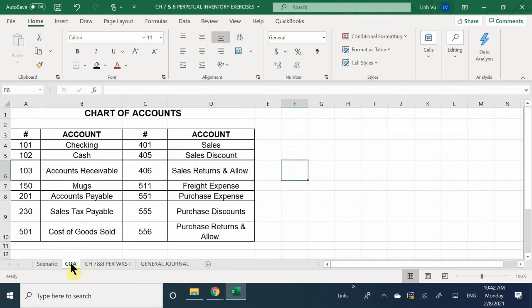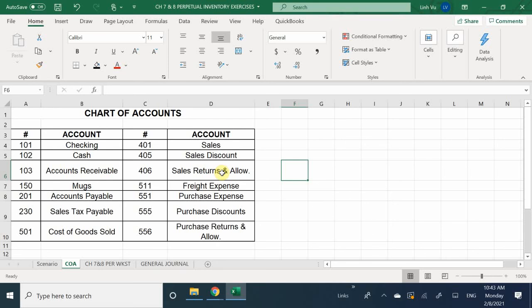So if you looked at your chart of accounts, let's take a look at it. What options do you actually have? You do have both purchase returns and allowances, but again, are you dealing with a vendor or are you dealing with a customer? In this case, we're not dealing with a vendor, we're dealing with a customer. So in this case, you have a sales returns and allowances account.